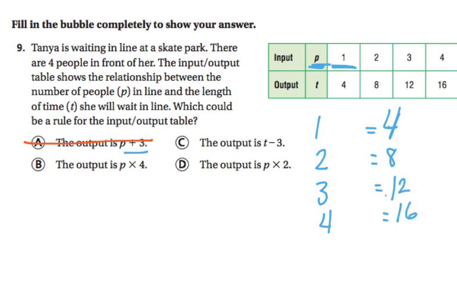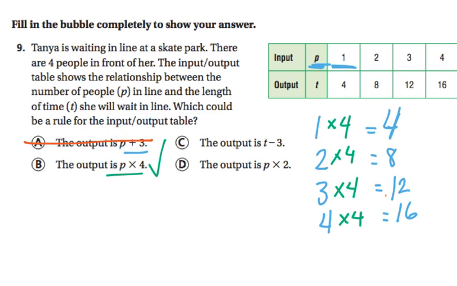Let's look at answer choice B. B says that the output is P times 4. So let's imagine multiplying by 4. 1 times 4 equals 4. 2 times 4 equals 8. 3 times 4, that also equals 12. 4 times 4 equals 16. So this one looks really good. Answer choice B.